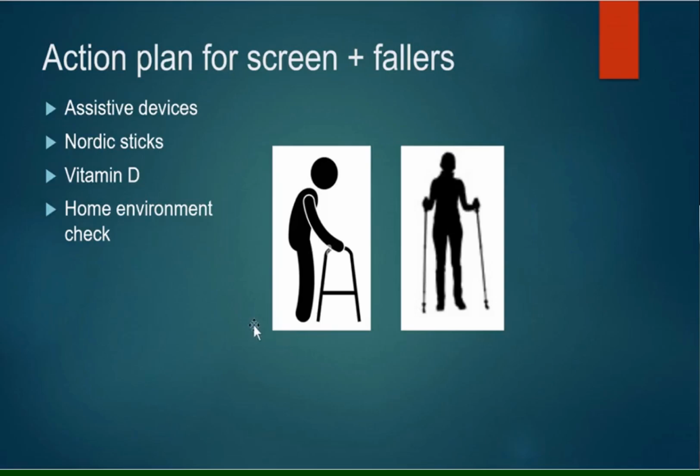There's some new evidence that Nordic sticks for walking improve overall responses to physical activity. The vitamin D story is perhaps controversial in the ambulatory care setting, but it certainly has demonstrated impact with supplementation at 1,000 units daily for reducing falls in long-term care. And then another evidence-based intervention is the home environment check, which can be done through home nursing or perhaps a paramedic consult, or even the home-based primary care program that we have in our internal medicine program at Sanford.